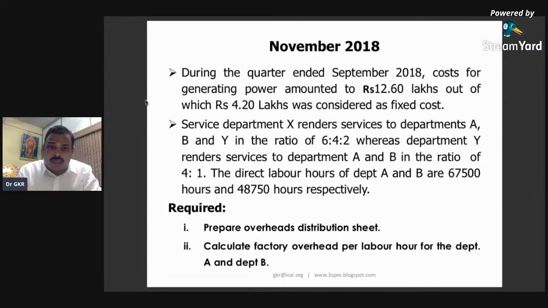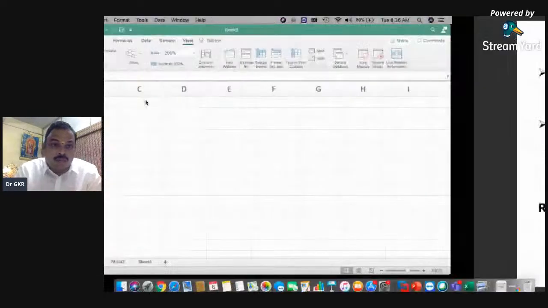Service department X renders services to departments A, B, and Y in the ratio 6:4:2, whereas department Y renders services to departments A and B in the ratio of 4:1. The direct hours for A and B are 67,400, 67,500 hours, and 48,750 hours respectively. Prepare overheads distribution sheet. This is the first requirement.